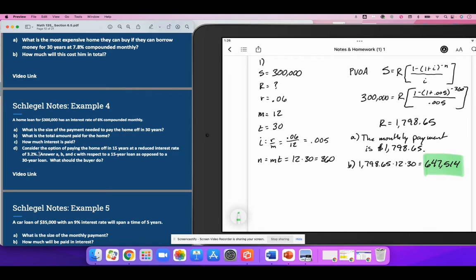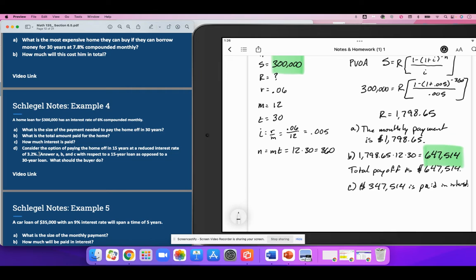Look at this. $347,000 in interest. So total payoff is $647,514. Part C, how much interest is paid? Holy guacamole. They pay $347,514 in interest. What a punch in the gut to these people. They paid for their house twice, plus some more, over the term of this loan.